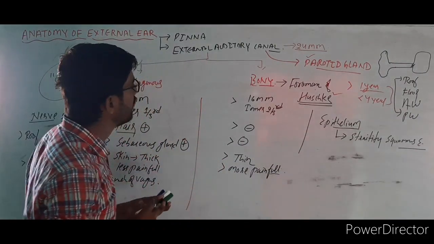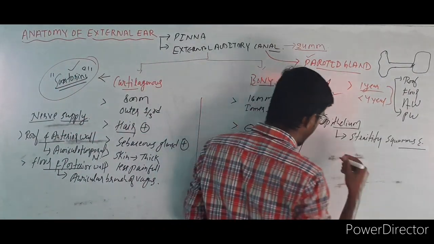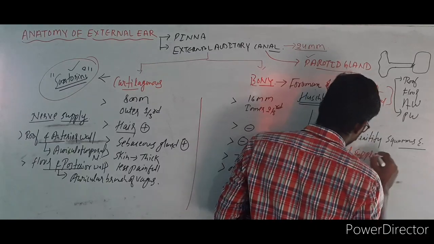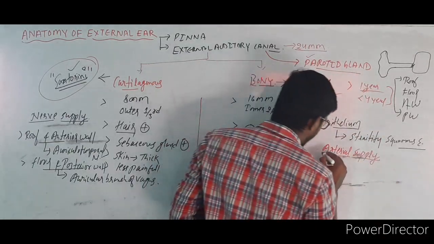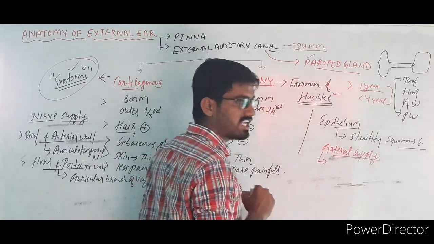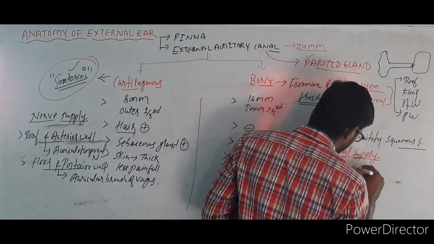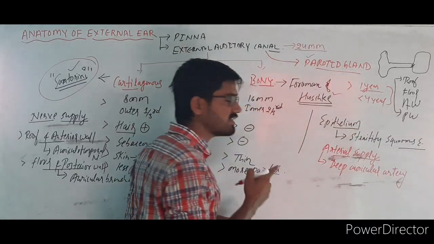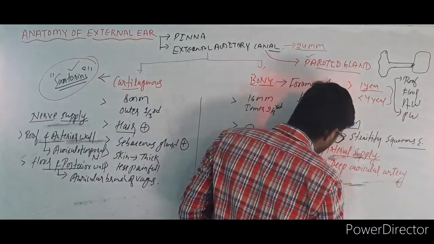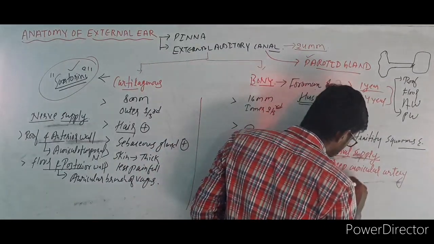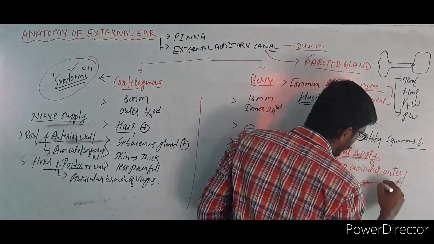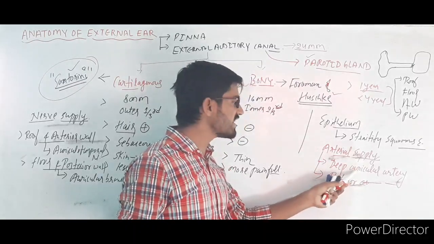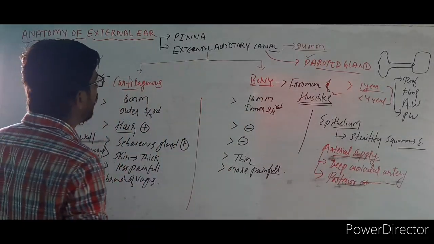Now can you tell me the arterial supply? Here is the arterial supply. What artery? One is the deep auricular artery. Can you tell me the deep auricular artery is a branch of what? Second is the posterior auricular artery. So the deep auricular artery is a branch of the first part of the maxillary artery. So this is the arterial supply of the external auditory canal.